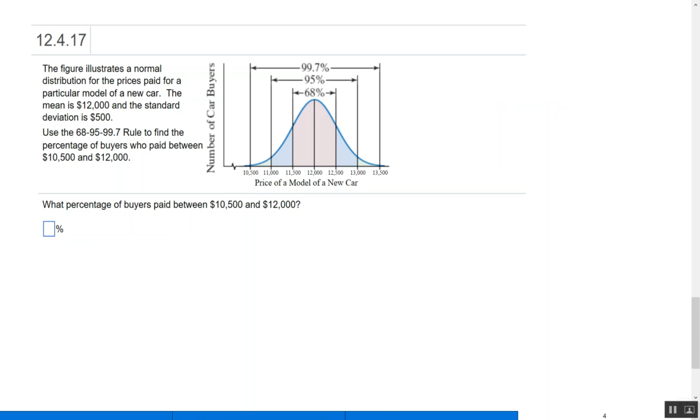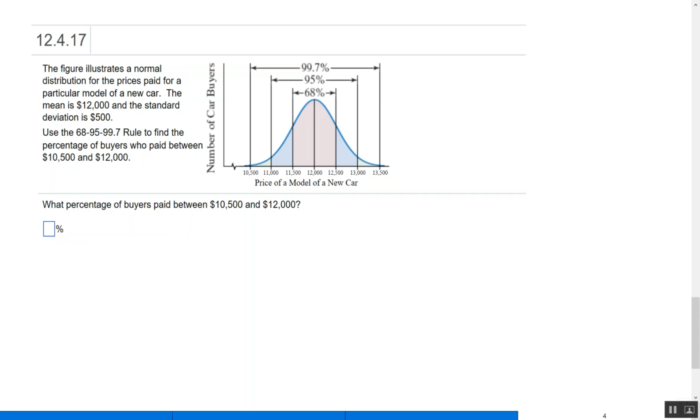Illustrates a normal distribution for the prices paid for a particular model of a new car. The mean is 12,000 and the standard deviation is 500. Use the 68, 95, 99.7 rule to find the percentage of buyers who paid between $10,500 and $12,000.